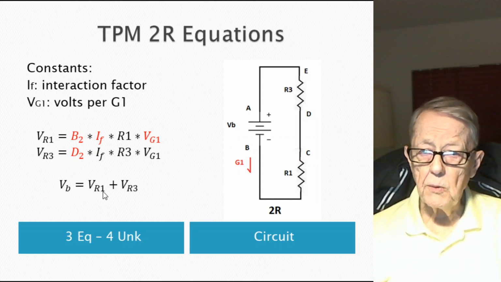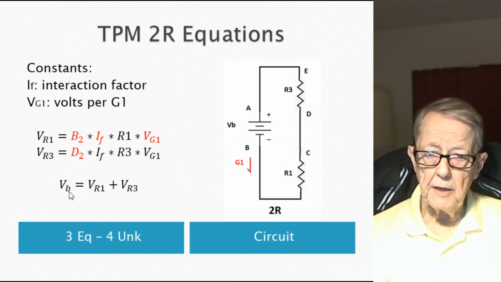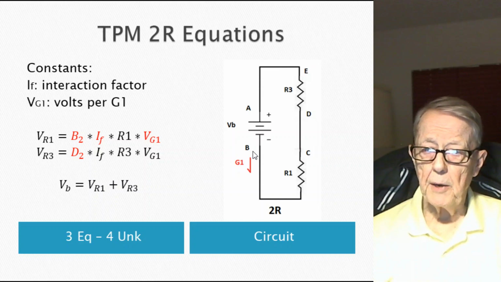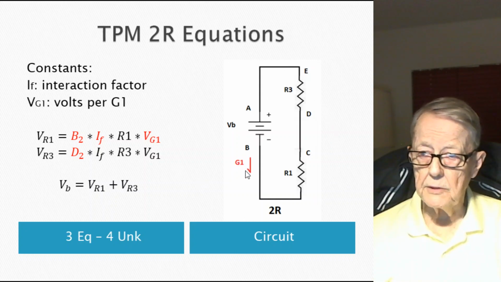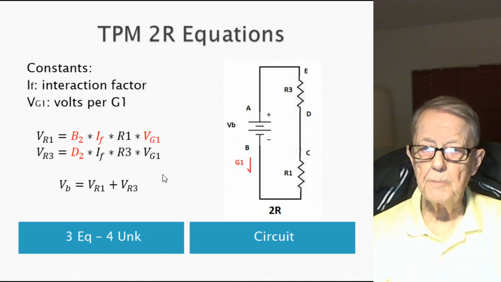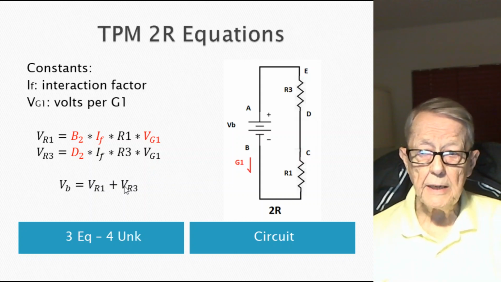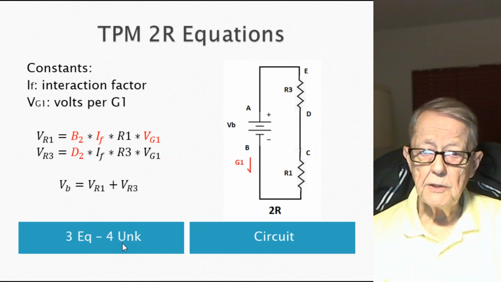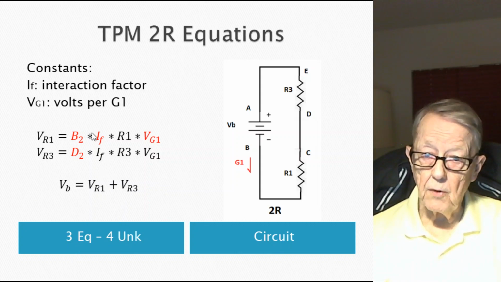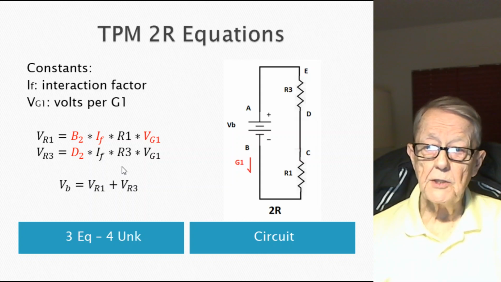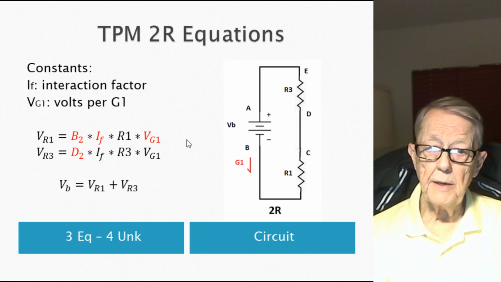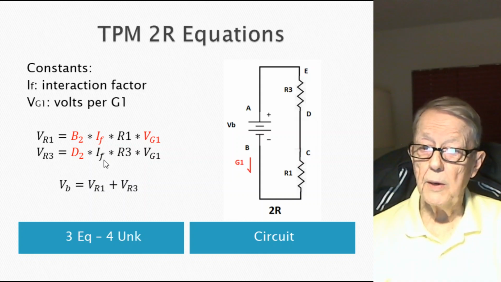The third voltage equation is the sum of the voltages around the circuit. That's Kirchhoff's law. It says that the voltage drop in the 2 resistors should equal the voltage of the battery, or the sum of the voltage around the circuit must equal 0. So what I end up with here is 3 equations with 4 unknowns. You can't solve that. There's no way to take those 3 equations and solve for 4 unknowns.